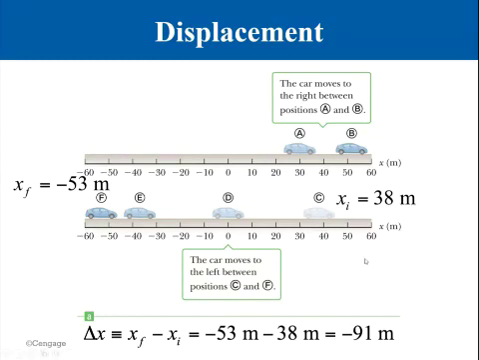Then consider this situation. The initial position was 38 meter. The final position was minus 53 meter. So the car is moving backward. Again, we use the same formula. Delta x is x final minus x initial. X final is minus 53, minus x initial 38. So the total displacement is minus 91 meter. So the magnitude is 91 and the direction is to the left.